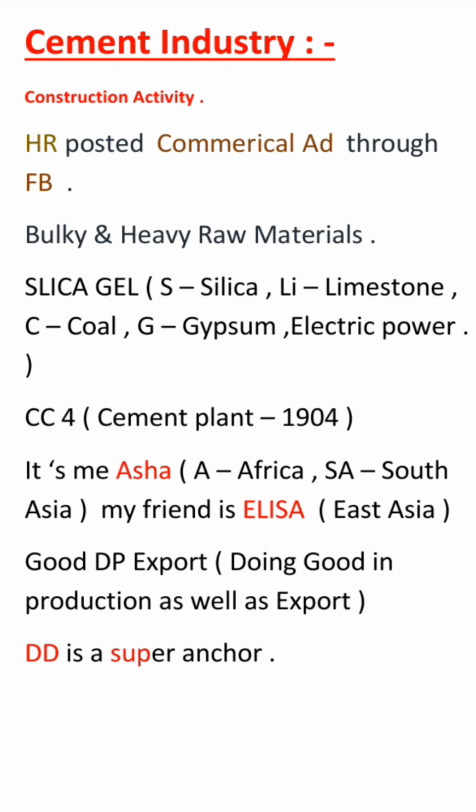So for that you just remember this, good DP means we can export it, right? So good DP export. This industry is doing good in production as well as export. Then DD is a super anchor. That means efforts are made to generate domestic demand and supply in order to sustain this cement industry, okay. So domestic demand and supply, okay.